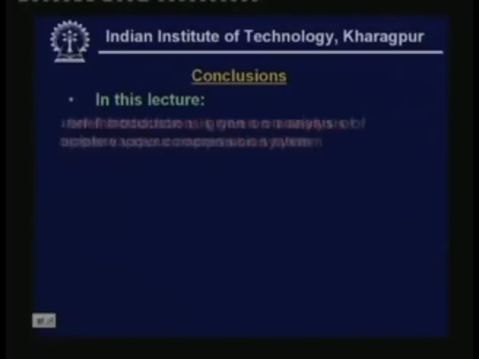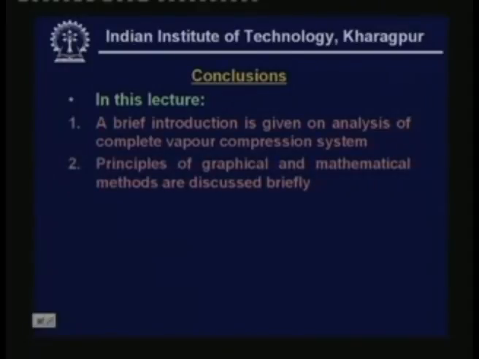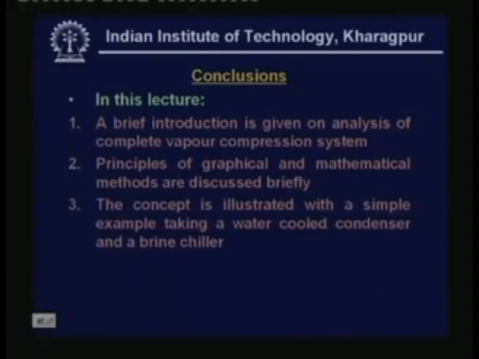In this lecture, a brief introduction is given on analysis of the complete vapor compression system. Principles of graphical and mathematical methods are discussed briefly, and the concept is illustrated with a simple example taking a water cooled condenser and a brine chiller. So, at this point I stop this lecture.